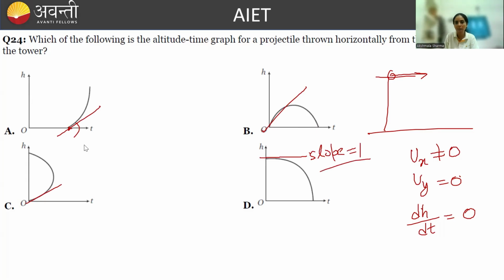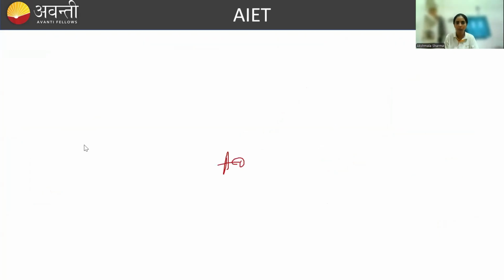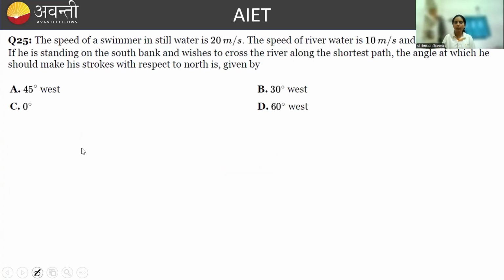It means the initial speed here is 0. So for question number 24, what will be the correct answer? The correct answer will be D. Okay? Now let us solve this question.